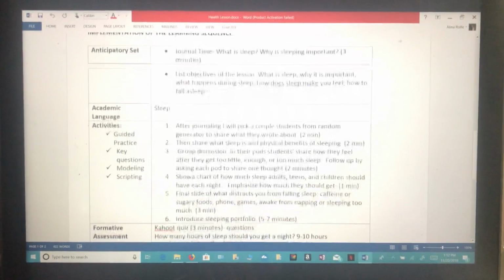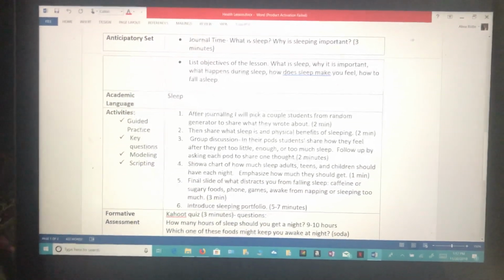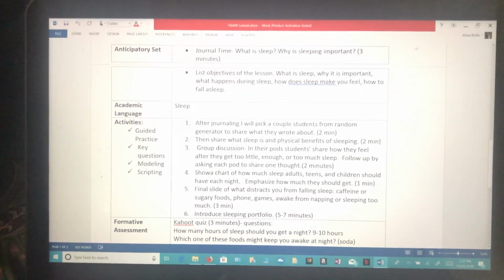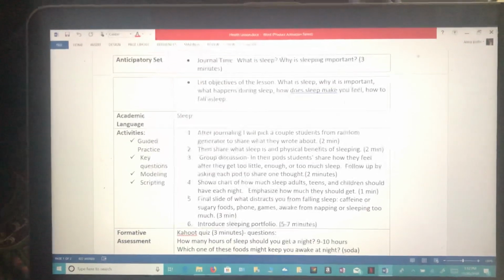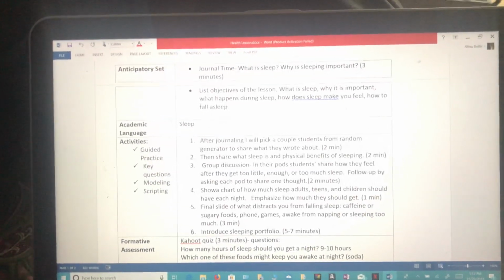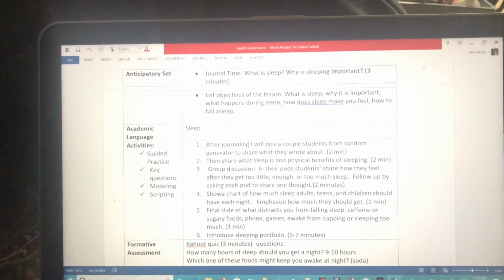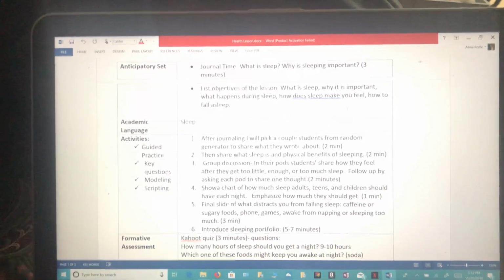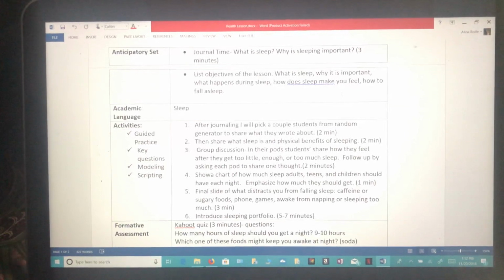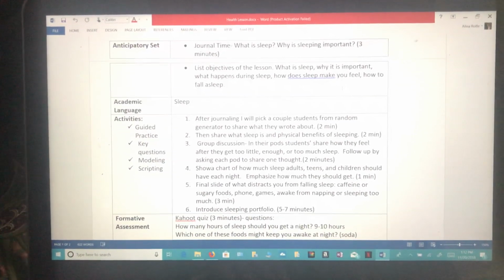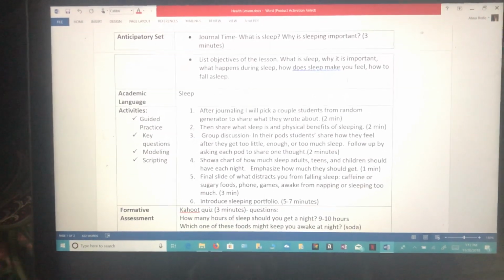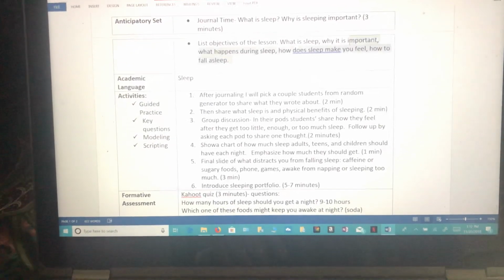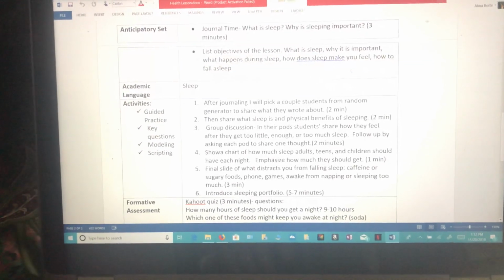So my anticipatory set would be having a journal for about 3 minutes, and there's going to be a 2-part question of what is sleep and why is sleeping important. And after the journal time, I'll list the objectives of the lesson: what is sleep, why is it important, what happens during sleep, and how does sleep make you feel, and how to fall asleep or what distracts you from falling asleep. Pretty simple, the academic language is sleep.